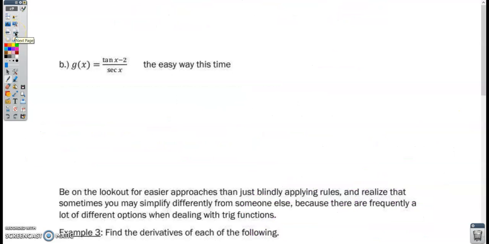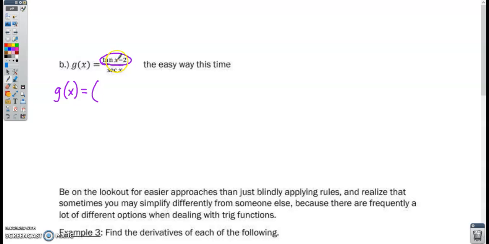All right, let's go on to the next page. And we're going to do part B again. And I said here, the easy way this time, which kind of sends up a signal flare for us. Gosh, we just used the quotient rule. How could we have made it any easier for us? And really what I can do is rewrite g of x first and separate it into these two parts.